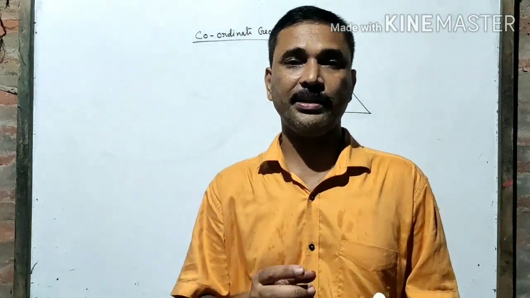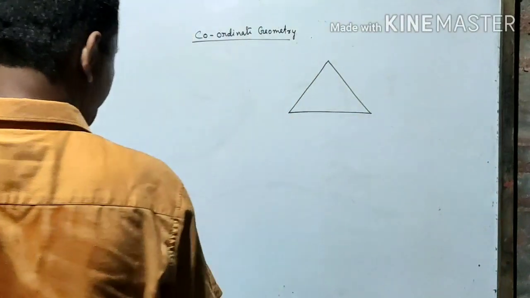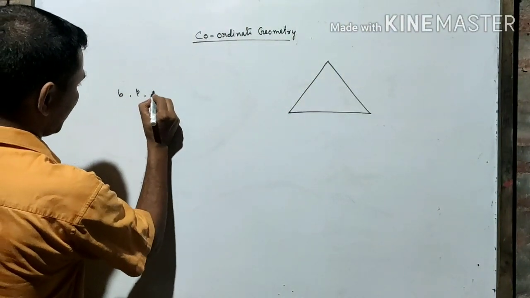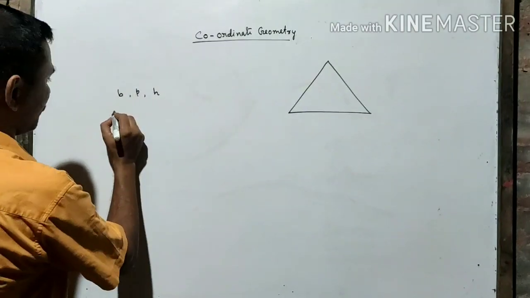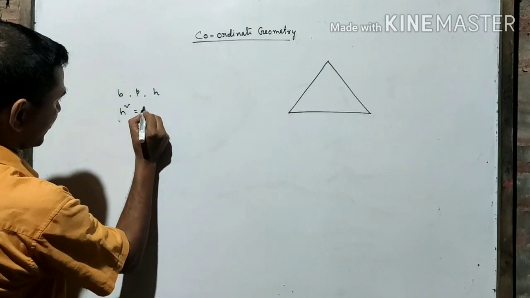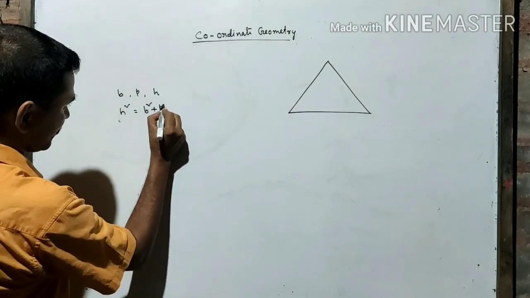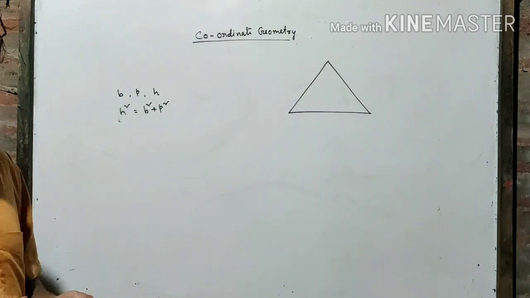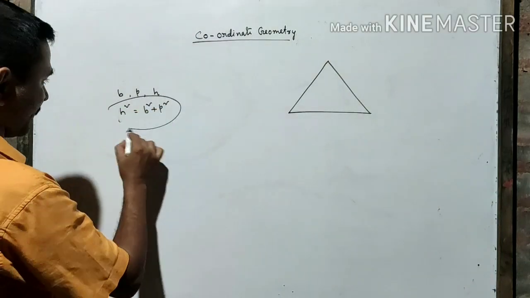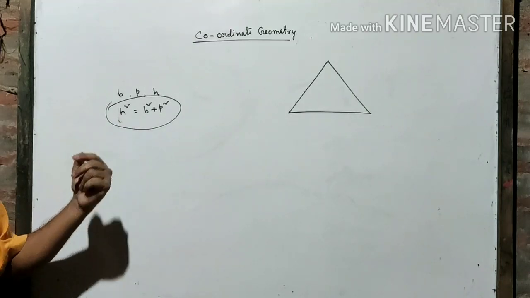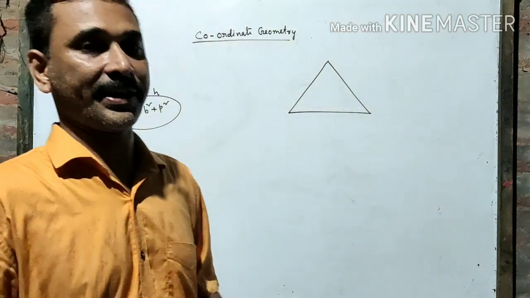And for this triangle there are 3 sides. You all know that base, perpendicular, and hypotenuse follow the Pythagoras formula, which is given as hypotenuse square is equal to base square plus perpendicular square. Okay, so this is Pythagoras theorem. So if the 3 sides of a triangle satisfy this property, then we can say that it is a right angle triangle.